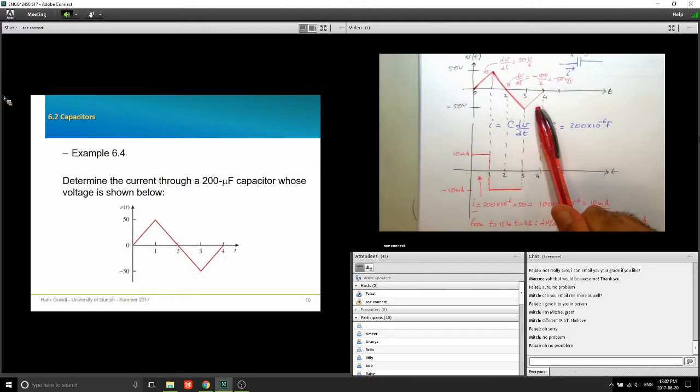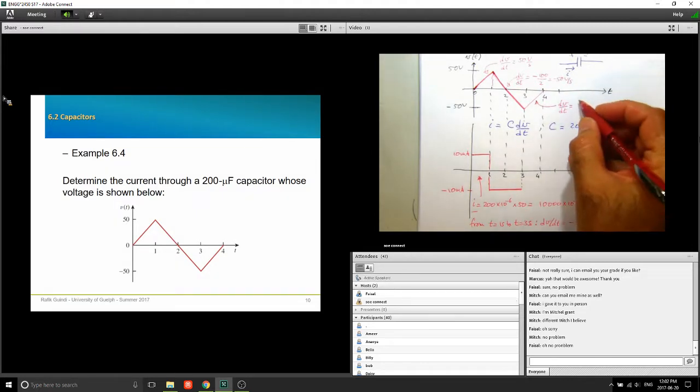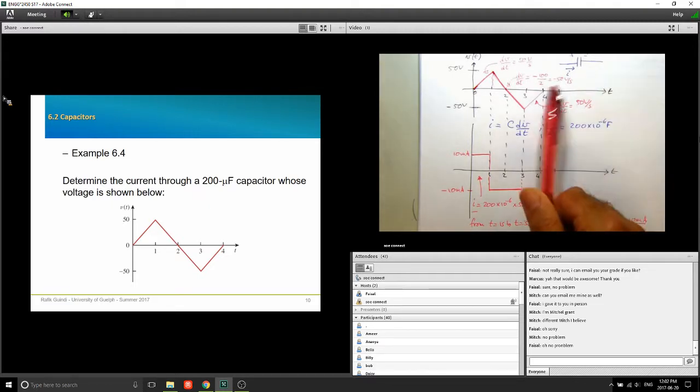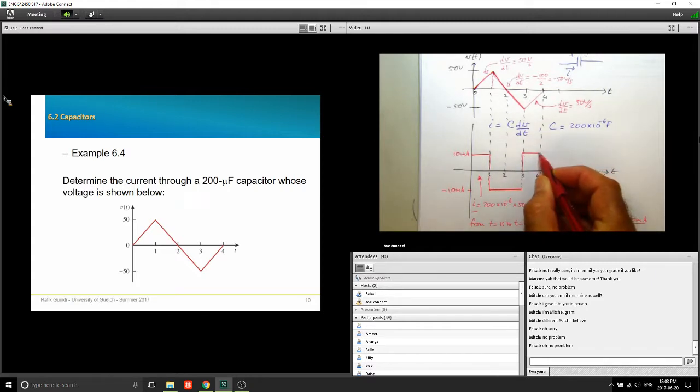What about the very last segment from 3 to 4 seconds? This slope is the same as this slope. If you compute it, dV/dt equals 50 volt per second as well. And so at this point here, if you calculate the current I, 200 microfarad times 50 gives you 10 milliamps, so it goes back up to that point. Okay, any questions?